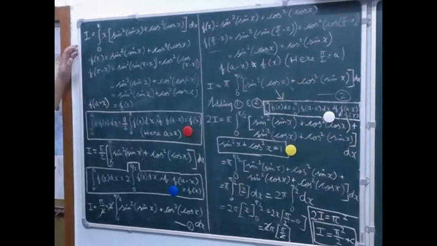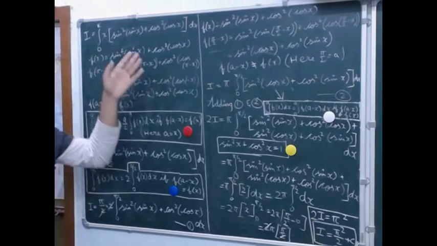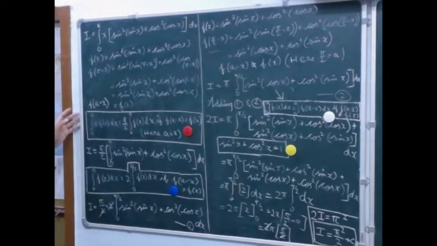So the problem we have today is the integral between the limit 0 to pi of x sin²(sin x) + cos²(cos x) dx. Before going into the solution, let's see the properties we used in this sum.